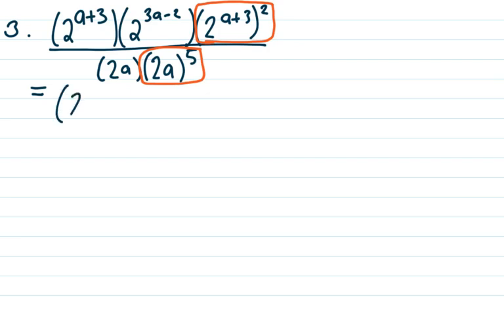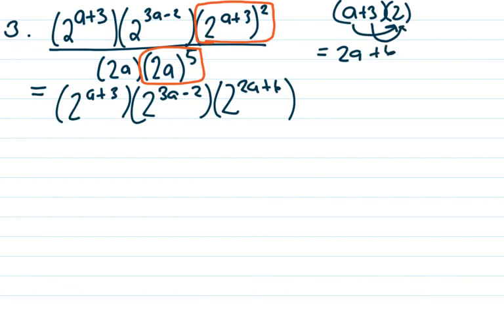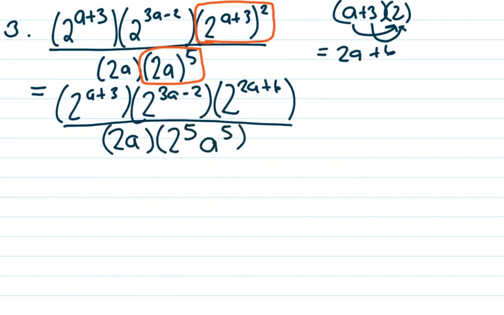So 2 to the power of a plus 3 times 2 to the power of 3a minus 2 times 2 to the power of 2a plus 6, because a plus 3 times 2 is 2a plus 6. Divide that by 2a times 2 to the power of 5 times a to the power of 5. Now I can add these exponents together because they all have a base of 2.